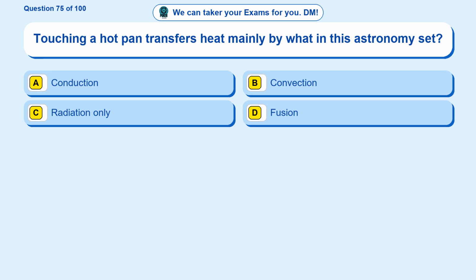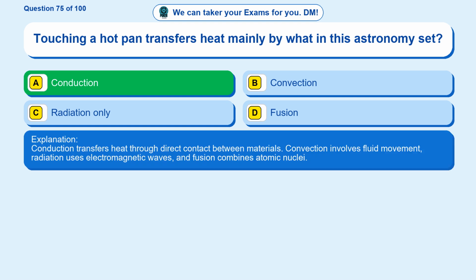Question 75. Touching a hot pan transfers heat mainly by what in this astronomy set? Option A, conduction. Option B, convection. Option C, radiation only. Option D, fusion. The correct answer is option A. Conduction. Conduction transfers heat through direct contact between materials. Convection involves fluid movement, radiation uses electromagnetic waves, and fusion combines atomic nuclei.